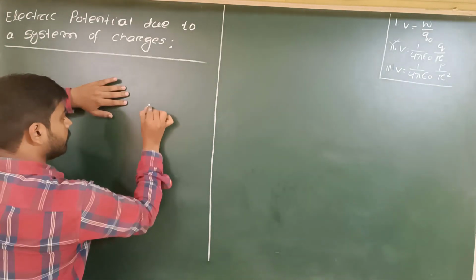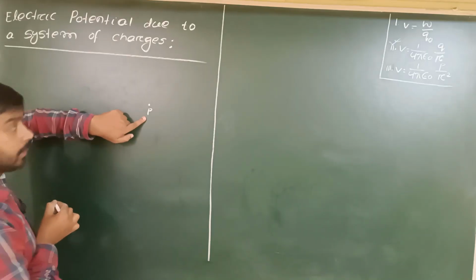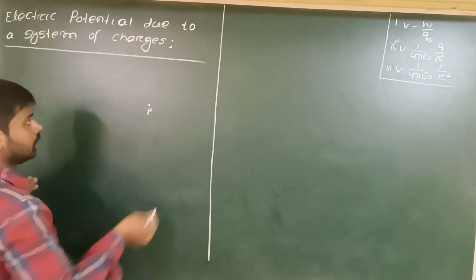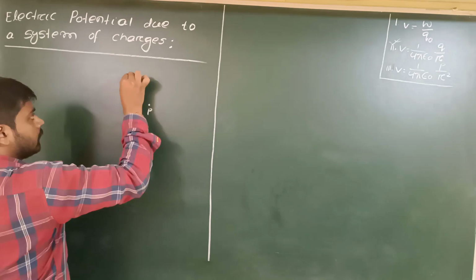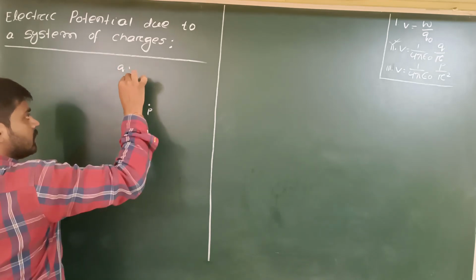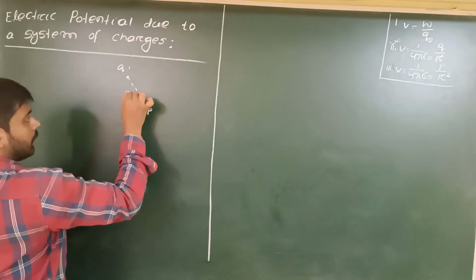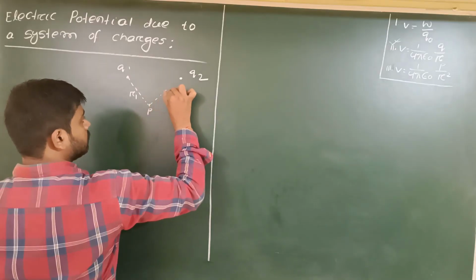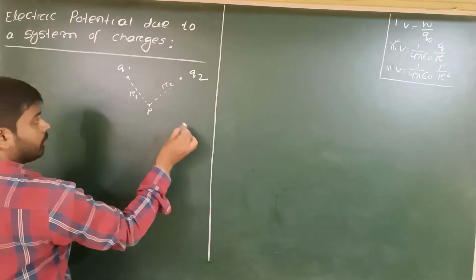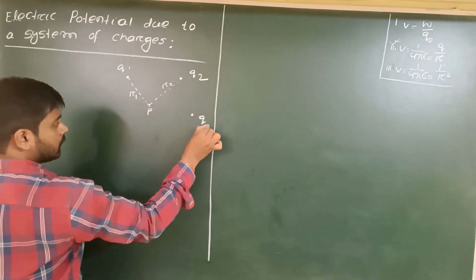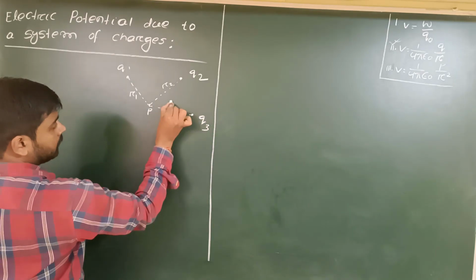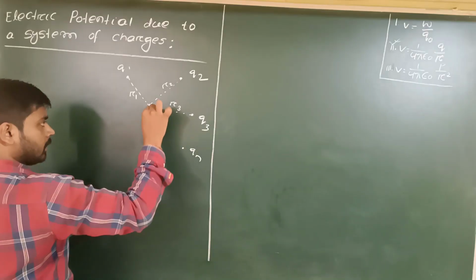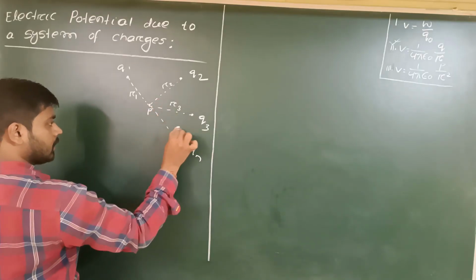Here is a point P. We have to find the potential at point P due to a system of charges. System of charges means here we have more than two charges. Yes or no? So what do we have to take? Let here is a charge Q1 which is at a distance R1. Here is our charge Q2 which is at a distance R2 from point P, and another charge Q3 is here which is at a distance R3. Similarly, so on. Here another Qn is there, and the distance of Qn from point P is our Rn.